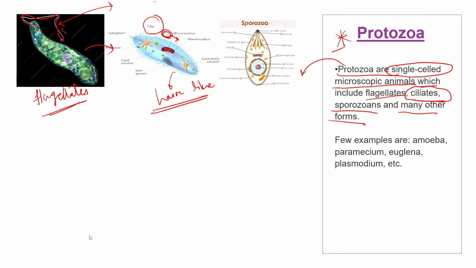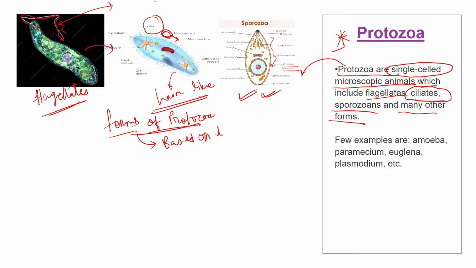Next come sporozoans. This is the structure of sporozoans. In the sporozoans we have pretty many kinds of cellular components. We also have a nucleus, nuclear membrane and whatnot. Everything we have in this sporozoan. So these are the forms of protozoa, and these three types are based on the shape.